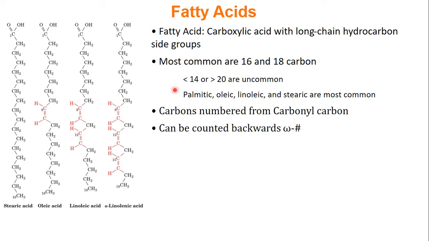Now, when we count carbons, we start at the first carbon, that's part of your carboxylic acid, and you just move down 2, 3, 4, 5, etc. You can also count carbons backwards if you give them the omega prefix. So here's omega 1, omega 2, omega 3, and so on and so forth.